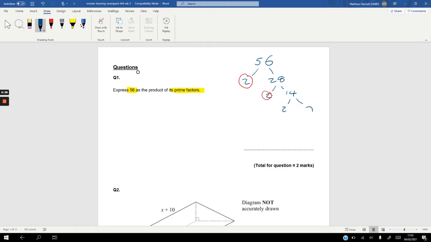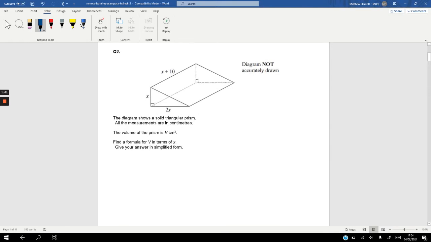14 is then 2 and 7. 2 is prime, and 7 is prime as well. So my answer is 2 times 2 times 2 times 7, which is the same as 2 cubed multiplied by 7. Nice and easy.